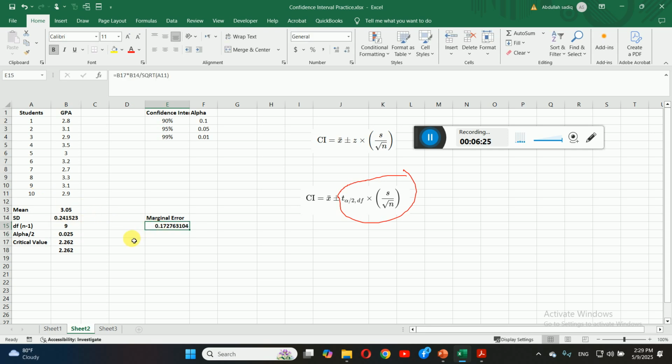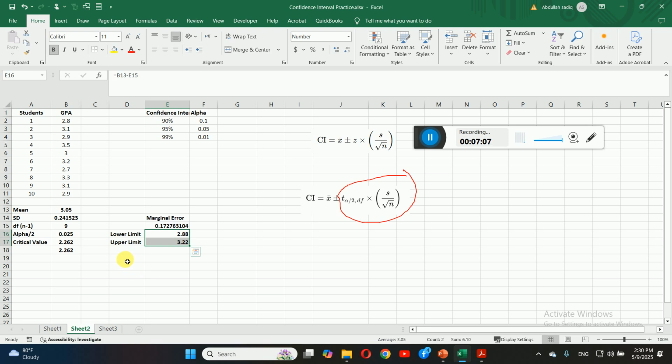Once the marginal error is given, then you can find out the lower limit and upper limit, students, very simply. How to find it out? Equal sign. Look for this confidence interval. For the lower limit, this is our x bar, the mean value, and you should subtract the marginal error from it. And for the upper limit, again this is the mean value, and you should add the marginal error, which is this one. We found these two, the upper and lower limits, very simply.